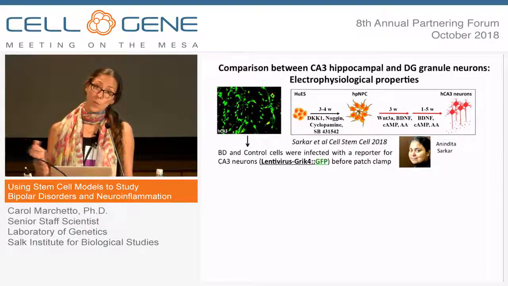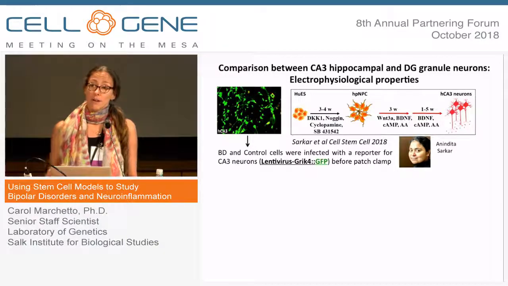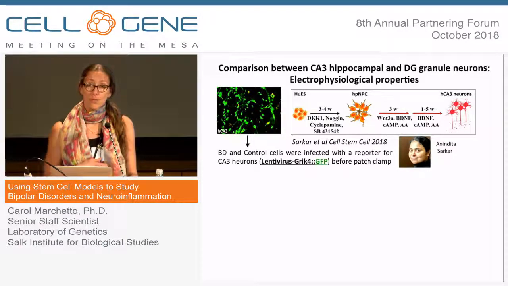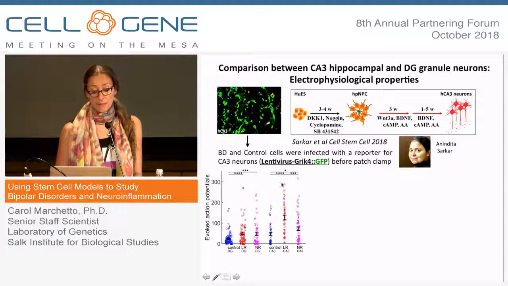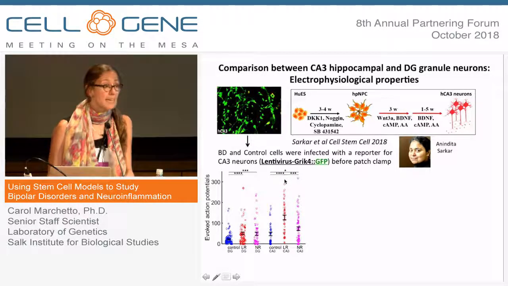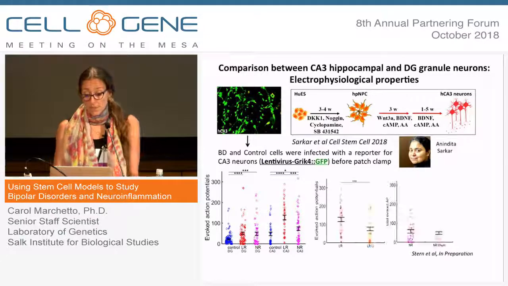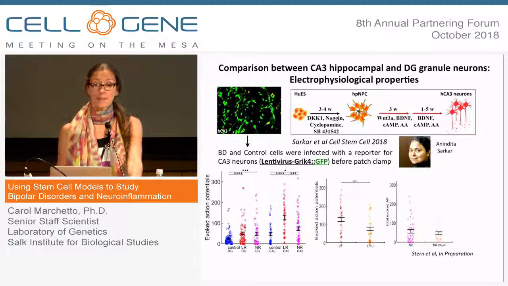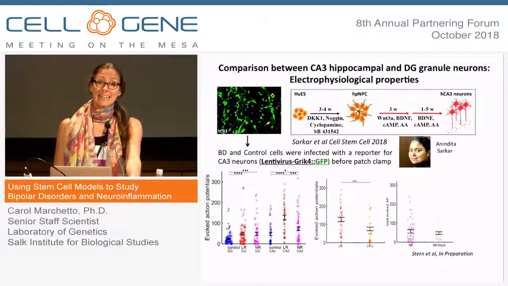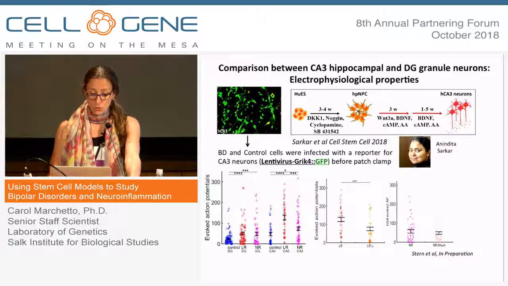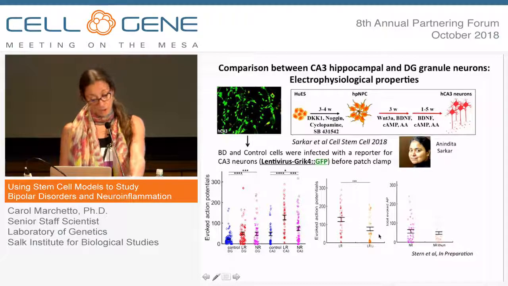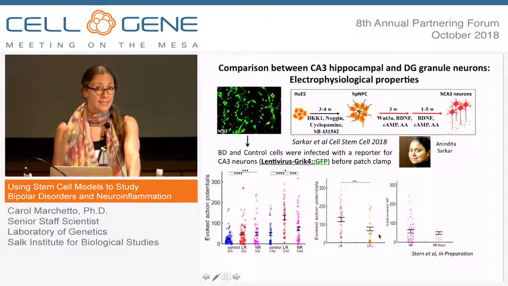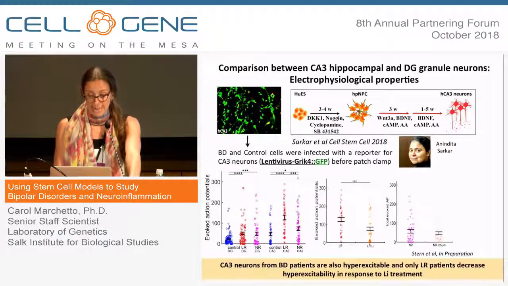So then we differentiated our cell lines, bipolar responders and non-responders, and controls using the CA3 protocol. And when Shani patched those cells, here on the right, she also noticed an increase in hyperexcitability in CA3 neurons, which was somewhat expected, but we wanted to see if that was the case. Those cells were also responding to lithium in the responders population, but the non-responders did not respond to lithium treatment. So that was interesting, and that prompted us to ask another question.